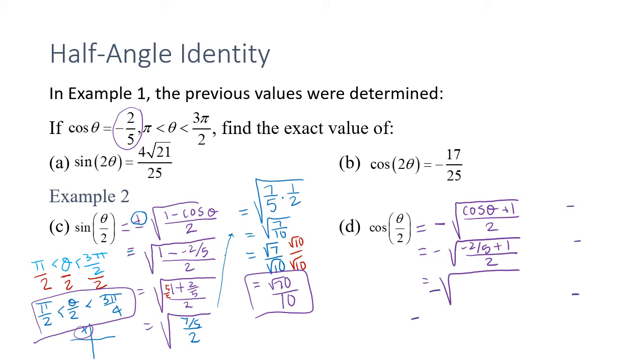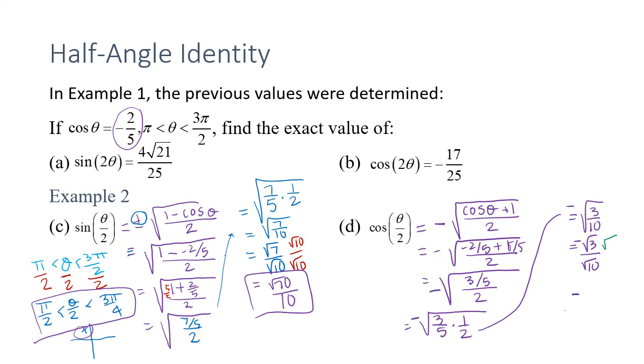So 1 is the same thing as 5 over 5. So negative 2 plus 5 is 3. And then again, the denominator is 5. So 3/5 on the top divided by 2. Dividing by a fraction is the same thing as multiplying by the reciprocal. So this gives us the square root of 3 over 10. So the square root of 3 over the square root of 10. Multiply both the top and bottom by the square root of 10. And we get the square root of 30 all over 10.